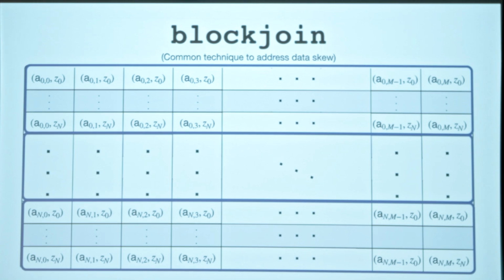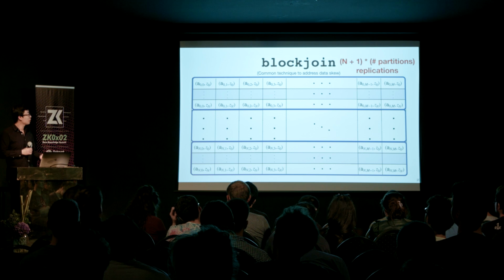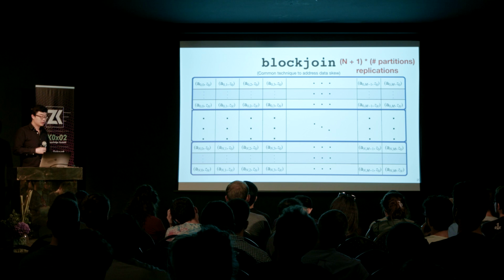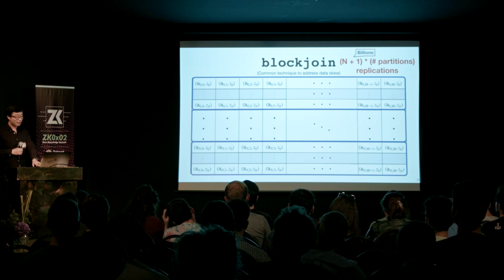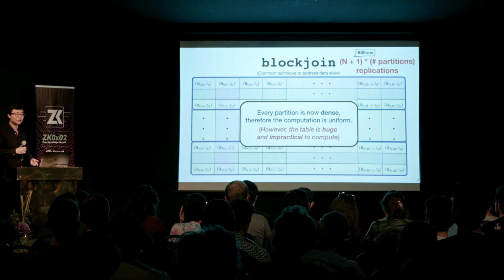So at first glance, this table looks quite large, and indeed it is. Block join has performed n+1 times the number of partition replications. And recall that n+1 here is, again, in the billions. And so now every partition here is dense, and therefore the computation is uniform. Well, that's true. However, the table is also now huge and impractical to compute. So this does not work for our system. And so we turn to other off-the-shelf approaches.